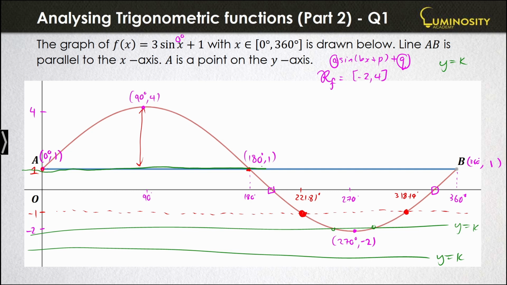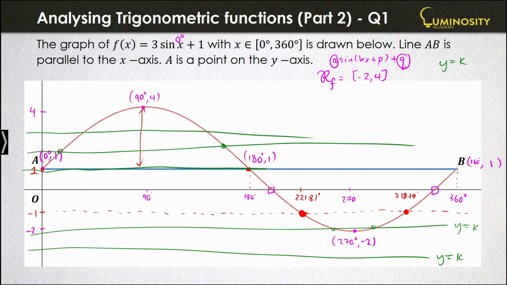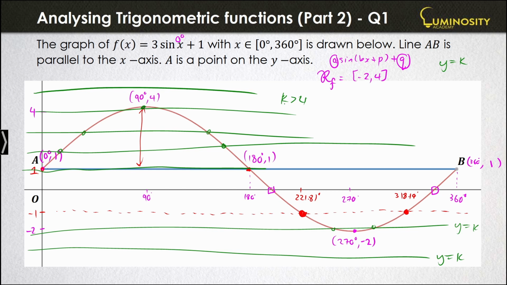Can you see now, as soon as it equals 1, it's going to cut the red graph twice. Greater than 1, yeah, it cuts the graph twice. And that continues until you get to 4, and then it cuts the graph once. The moment you are greater than 4, the green line won't cut that red graph anymore between 0 and 180. And the moment you are less than 1, it will no longer cut the graph between 0 and 180.